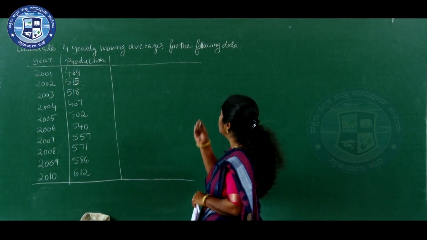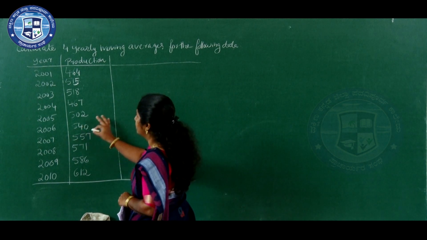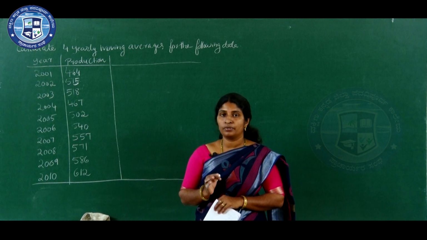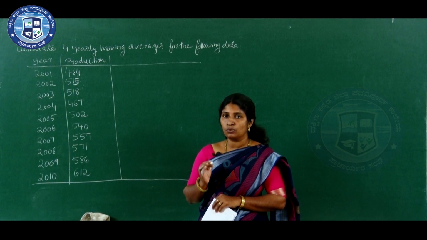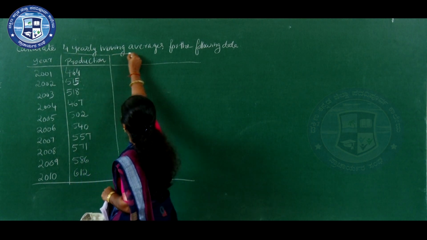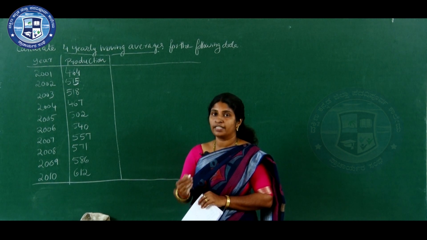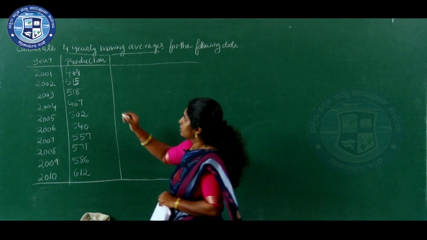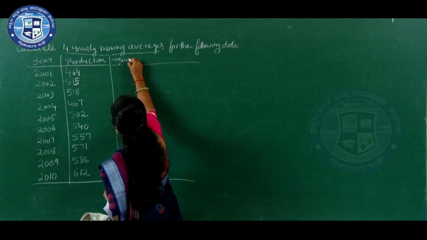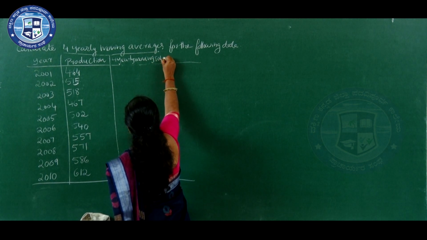Calculate 4-yearly moving averages for the following data. So years and productions are given. Now what is the first step? First you have to find the 4-yearly moving total. Here 4-yearly moving averages are asked, that is, the moving average is based on an even period. So find the 4-yearly moving total.